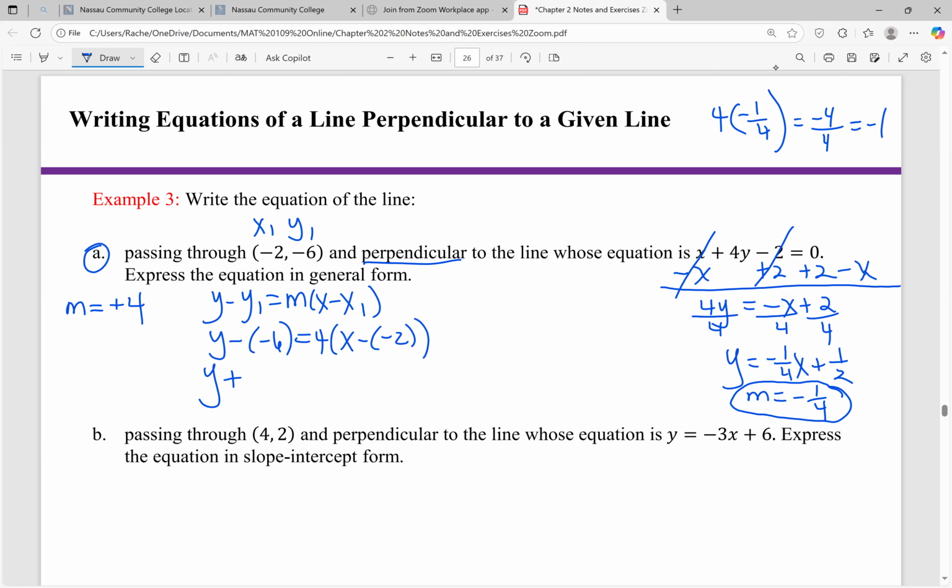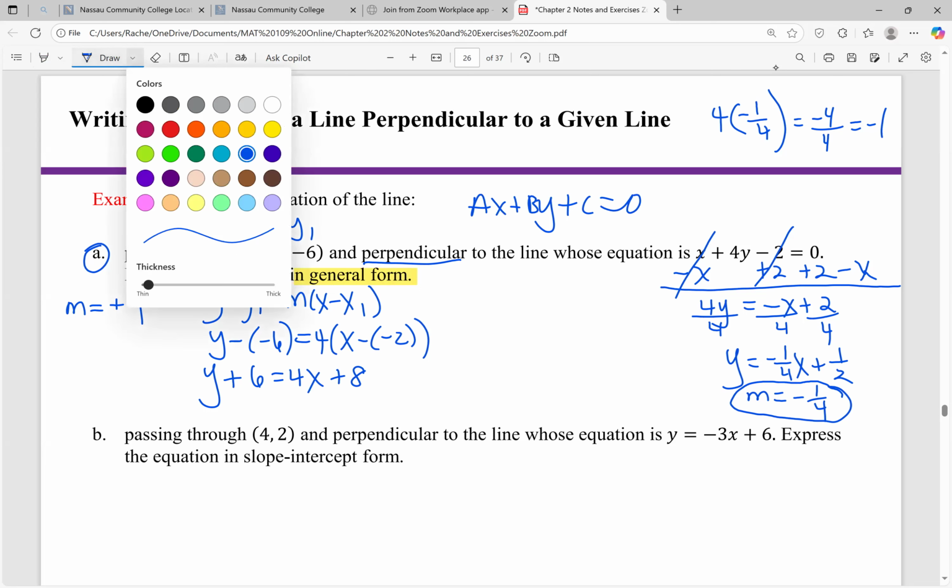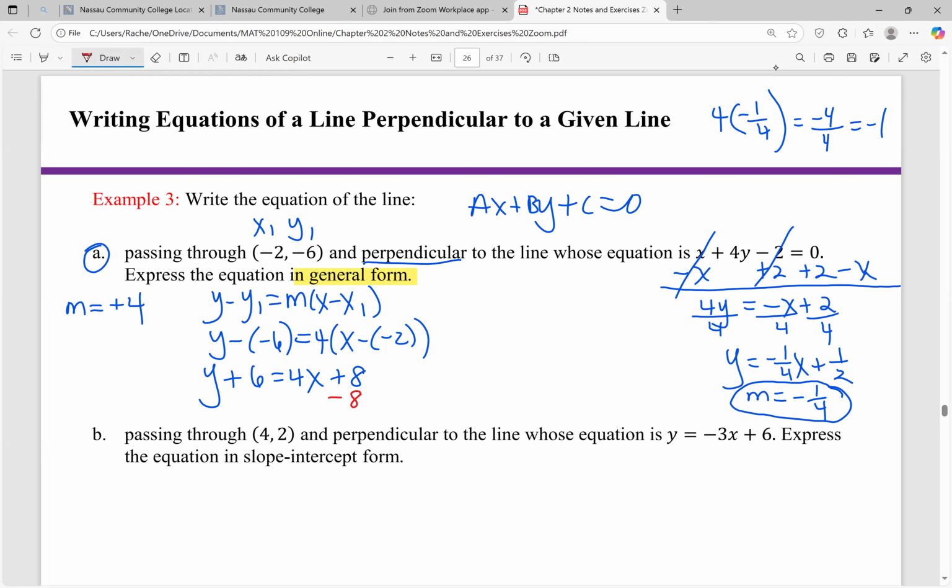So we're going to have y plus 6 equals 4x plus 8. So all I did was distribute the 4. Now we want to express this in general form. And remember, general form is ax plus by plus c is equal to 0. So we need to zero out the right-hand side of the equation. So what I'm going to do is subtract 8 from both sides, and I'm going to subtract 4x from both sides.